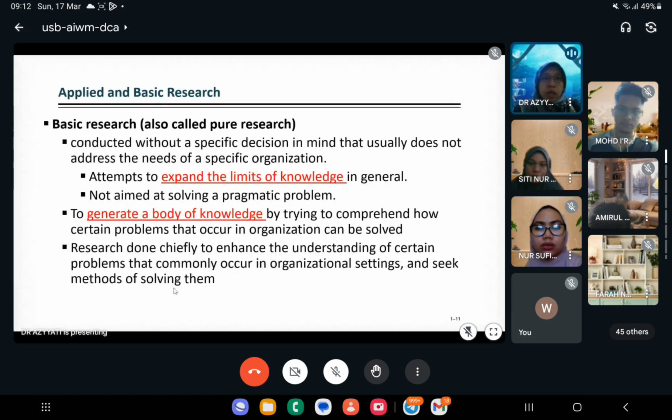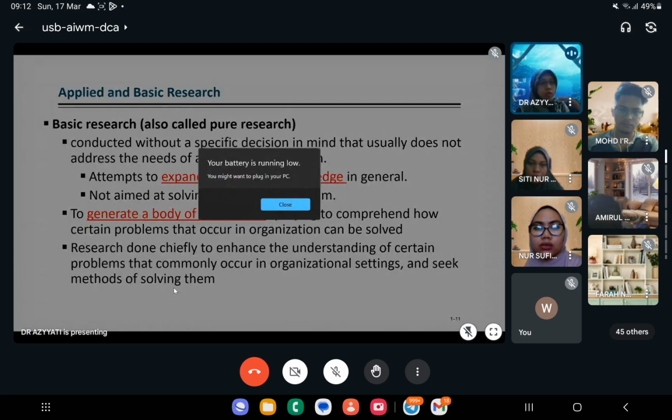Like I mentioned just now, once I identify, just a second, my battery is running low. I have to charge.